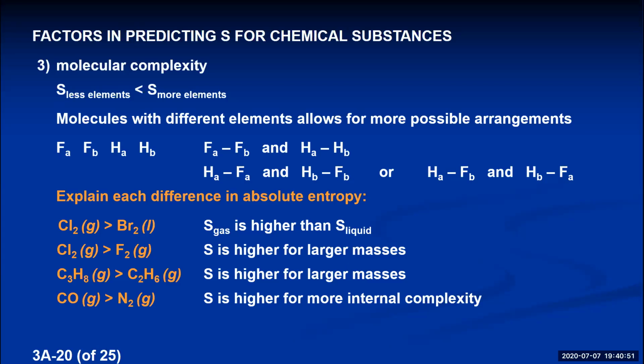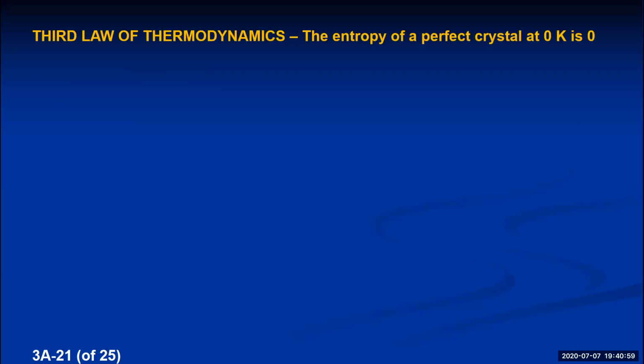So we've talked about the first law of thermodynamics, which was a review from Chem 1A. We introduced the second law of thermodynamics to you, and now we're going to finish up today by talking about the third law of thermodynamics, which states that the entropy of a perfect crystal at 0 Kelvin is 0.